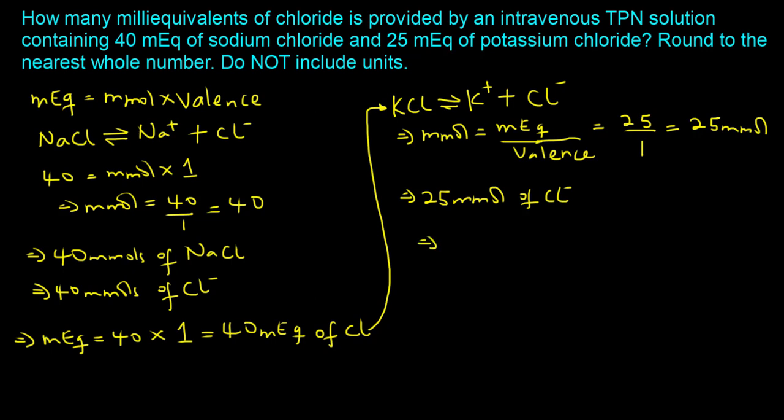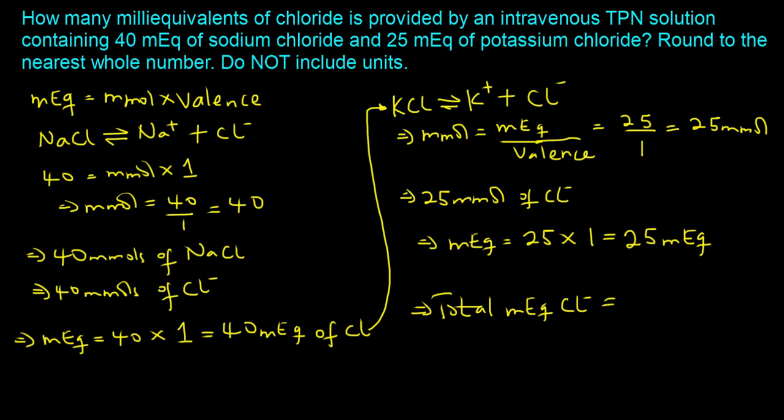So we can go ahead and find the milliequivalence of the chloride, which is going to be 25 times the valence of the chloride ion, which is also 1. So we end up with 25 milliequivalents. So the total milliequivalents for the chloride ion will be equal to the 40 milliequivalents from the sodium chloride plus the 25 milliequivalents, and that will be equal to 65 milliequivalents.